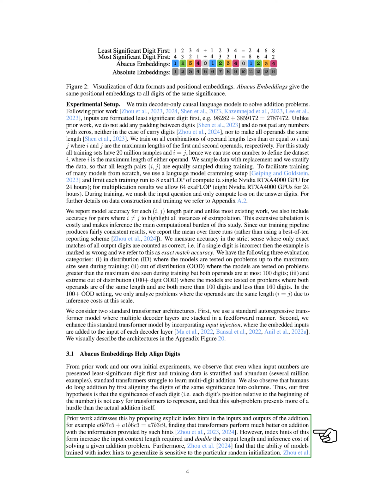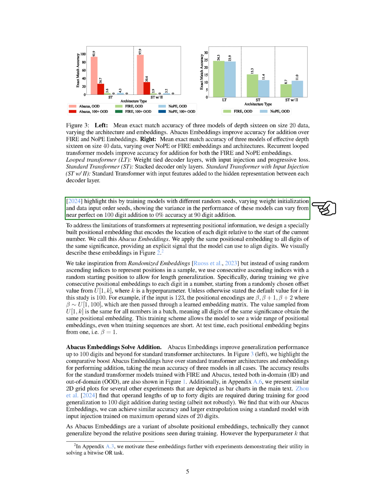Previous approaches have tried to solve this issue by adding explicit index hints in the inputs and outputs of addition problems. However, using these index hints increases the input context length required and doubles the output length and inference cost, making it less efficient. Additionally, models trained with index hints are sensitive to random initialization, affecting their ability to generalize.